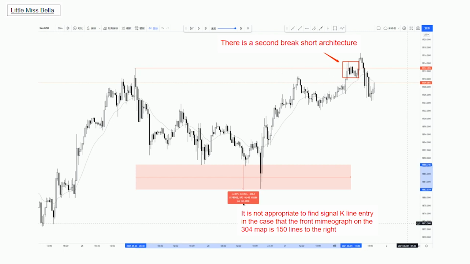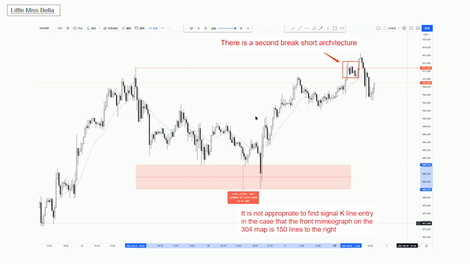We're now 150 plus K-lines away from the previous band, and you can see, if you go down at this distance to find the signal K-line entry, for example, single K-line reversal or double K-line reversal, the success rate of the second breakthrough is not very high. In fact, here you can see that there is a second breakthrough short structure in this box. The K-line is very small and I don't know if you can see the video clearly.